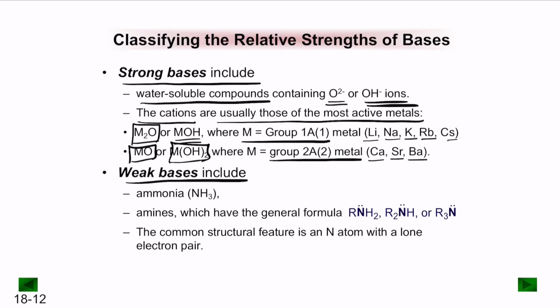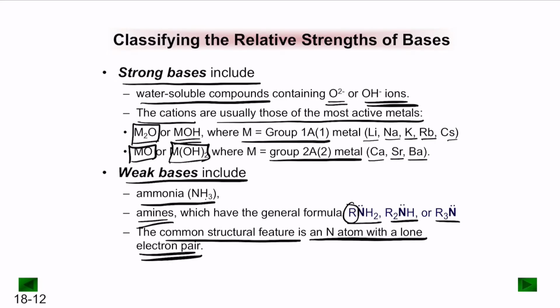Next you have weak bases. They include ammonia and derivatives of ammonia called amines. Amines are basically ammonia where one hydrogen is removed and replaced with another group, but this doesn't change the actual nature of the molecule, which means that they stay as a weak base. The common structural feature is a nitrogen atom with a lone electron pair, which is generally found in weak bases.